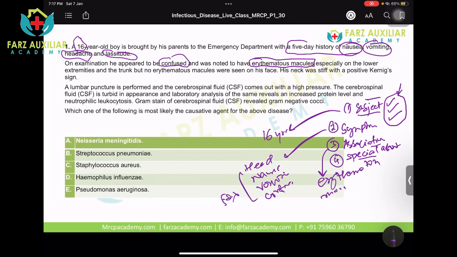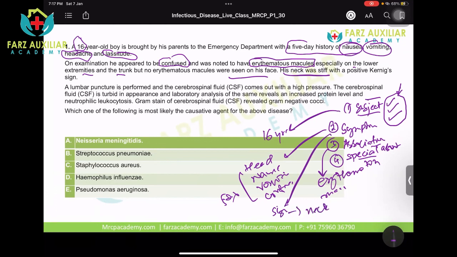So there are erythematous macules, especially on the lower extremities and trunk, but no macules were seen on the face. So there is facial sparing. His neck was stiff. So we are arriving at, there is neck stiffness also. These are signs. So the sign is that the patient has neck stiffness.